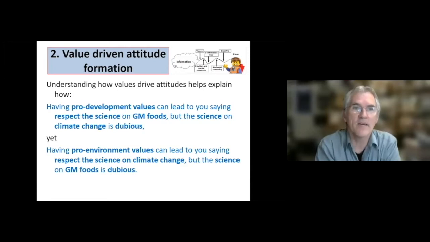So my father, he had very pro-development values. He always was talking about, we need to build more, we need to grow the economy. And that leads you to saying, hey, respect the science on GM foods, but the science on climate change? Nah, I don't think so. That's a bit dubious. However, on the other hand, you have more pro-environment values that can lead you to saying, hey, respect the science on climate change, but the science on GM foods? That's dubious. So how can one science be right and one science be wrong? It's simply because the framing of our belief system or our worldview pushes it in those directions.